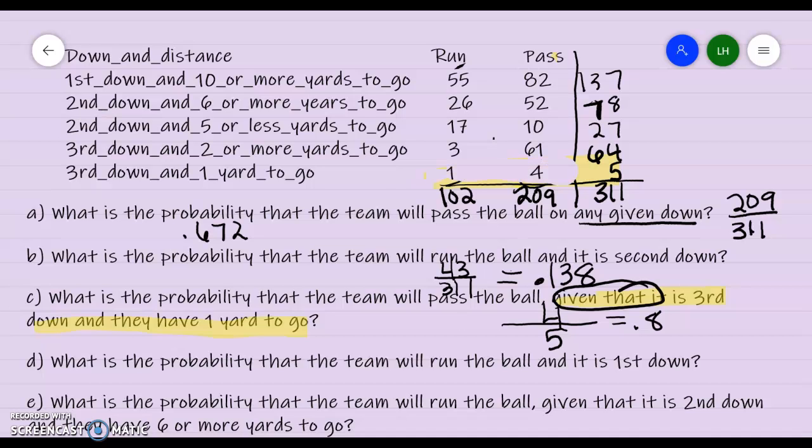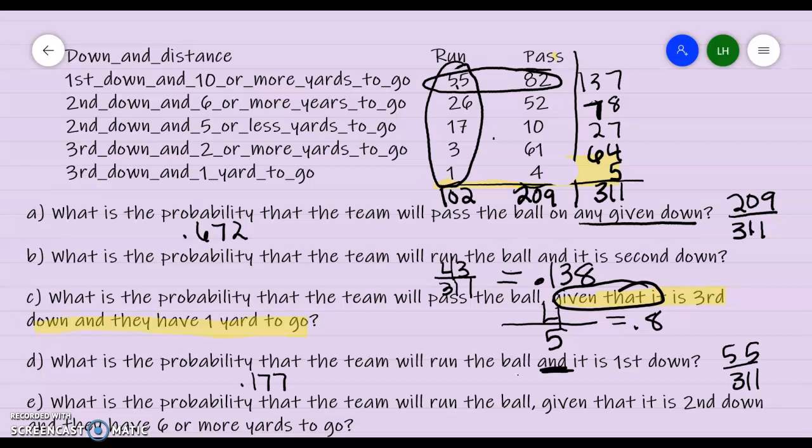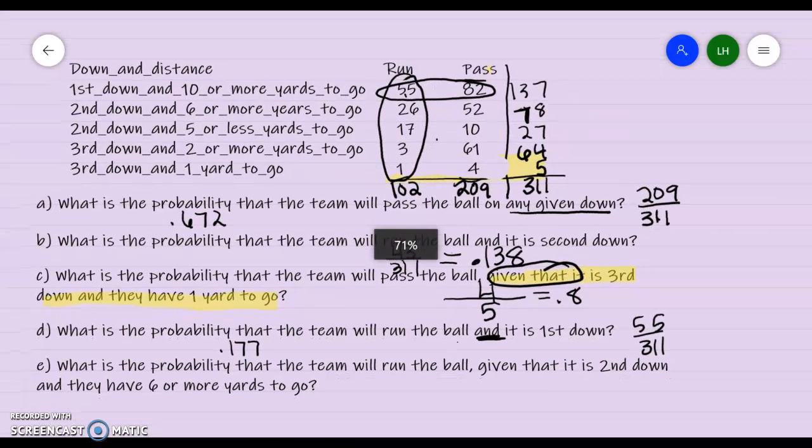Okay, the next one was the probability that the team will run the ball and it is first down. We'll first circle run and then circle first down. So you can clearly see that 55 is both. And that would round to 0.177.